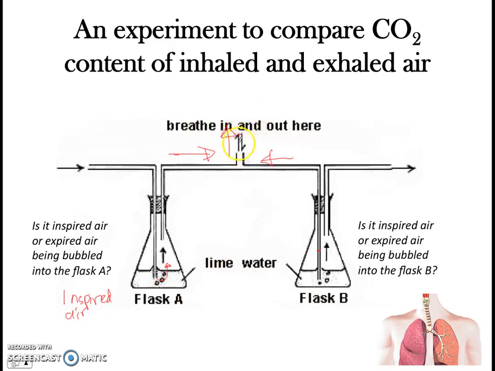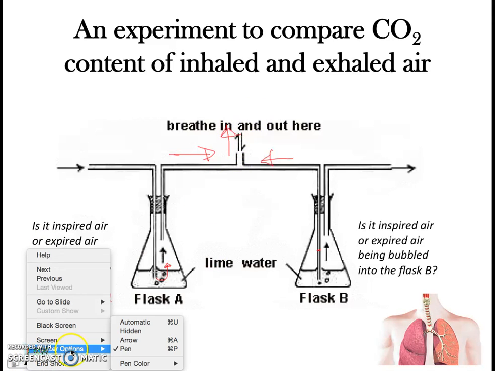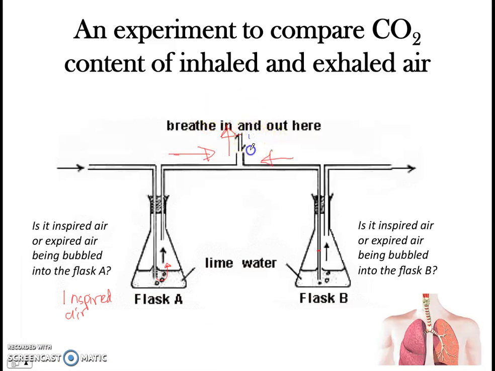Now I want you to imagine now that he breathes out. Okay, so I'm going to change my pen color. Now if he breathes out, then he's blowing air inside. So now if he blows air here, the air will just be blown downwards. So no effect, no bubbling. If he breathes out here, then the air will move in and it will get bubbled in. So flask B is actually testing expired air. It's testing expired air for carbon dioxide.